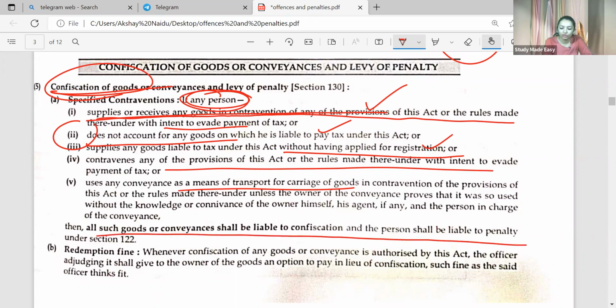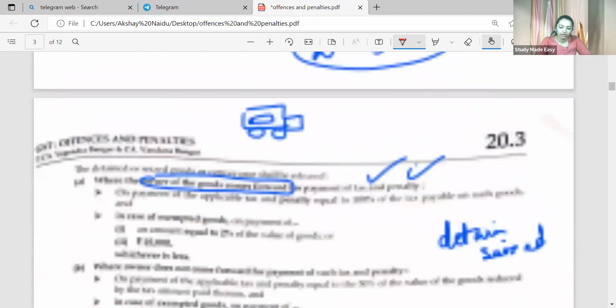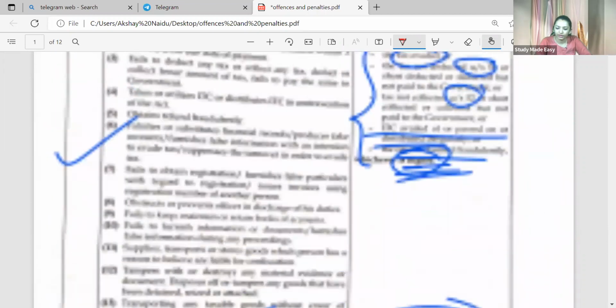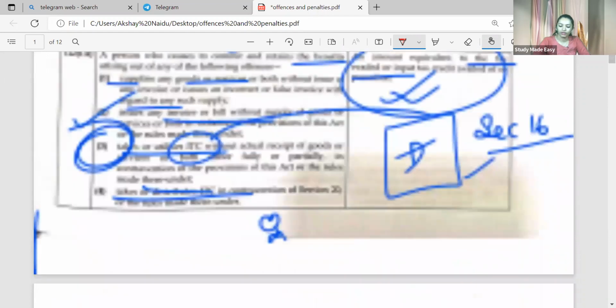So all such goods and conveyance shall be liable to confiscation and the person is liable to penalty under 122. Ma'am, 122 की penalty. Remember section 122 की penalty 10,000 or whatever you have evaded, tax evasion, tax collection, whichever is higher. This is my section number 122 की penalty. चले आगे.